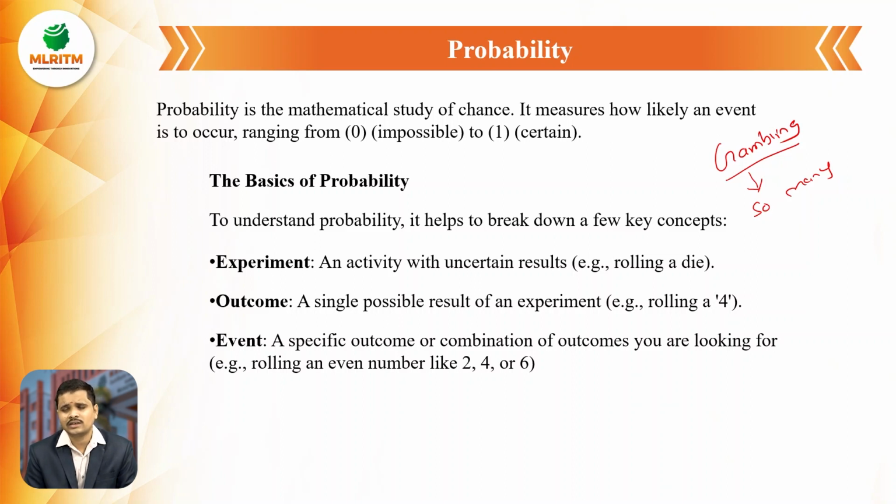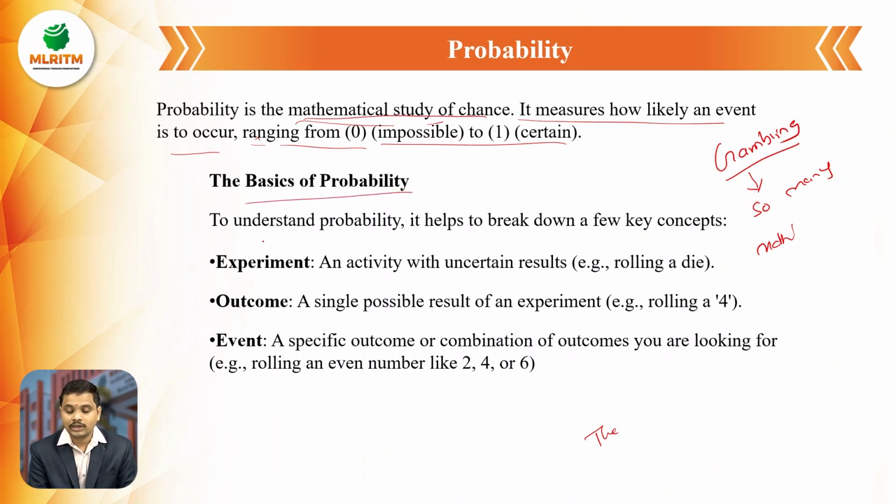After that, different scientists and mathematicians came into these probability calculations and gave different scenarios to calculate probability. What is probability? Probability is a mathematical study of chance. It's a chance of how we will win, or how the favorable outcomes will occur. It measures how likely an event is to occur, ranging from 0 to 1. Probability always lies between 0 and 1. We'll discuss that later.